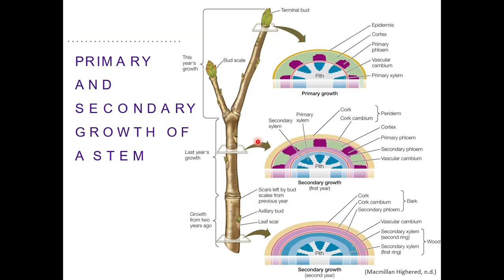So this is another figure showing the primary and secondary growth of a stem. So this part is growth from 2 years ago, and then this is more recent, which is a year ago, last year's growth, and then this is the most recent, which is this year's growth of the plant. So that's why the stem at the bottom of the plant is thicker in comparison to the top of a plant.